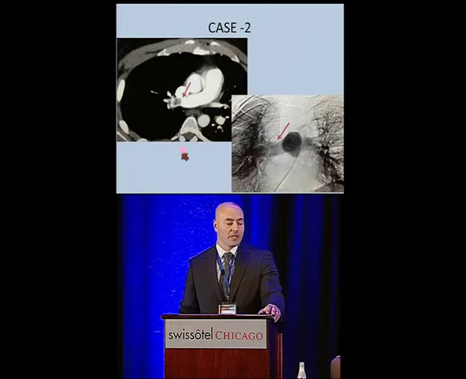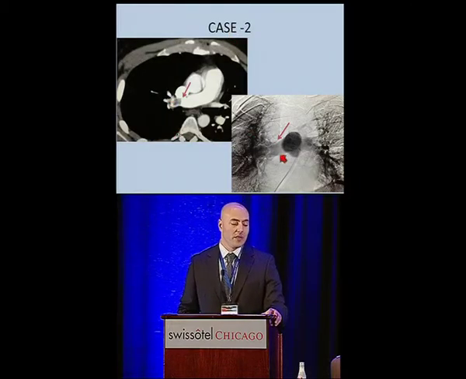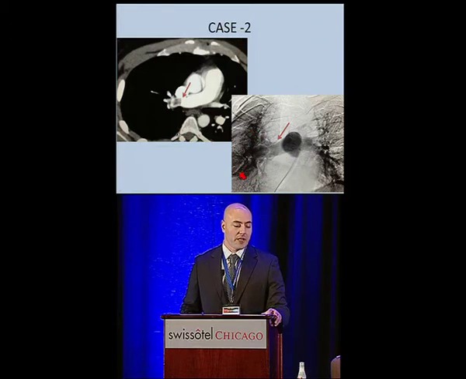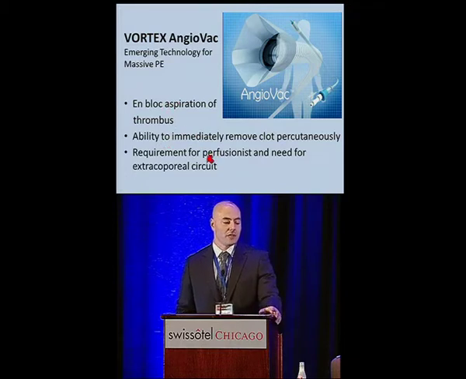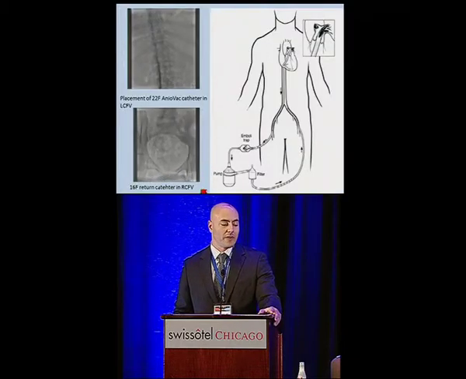And so this is a second case, a huge thrombus as well. And this is just a CAT scan compared to the angiogram where it was at. One of the other devices you can use, the AngioVac, is also on the market. It's a very large device that you can use. This is one of the cases that we did.